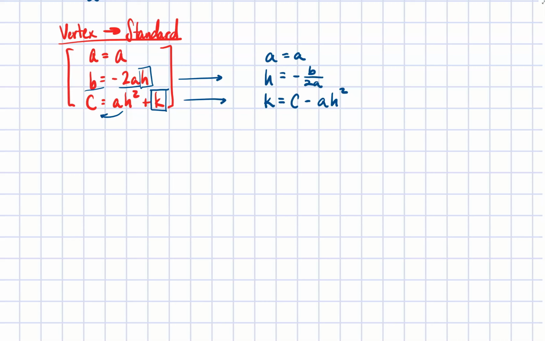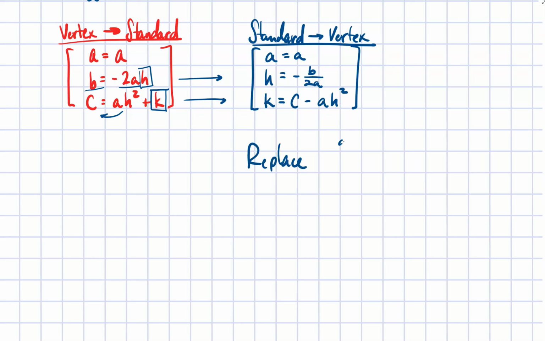And so a byproduct of the vertex to standard form conversion gives us this group of equations, which is our standard form. If we have a, b, and c, we can convert a, b, and c into a, h, and k, our vertex form. So again, this combination of formulas here is a good one to replace the completing the square method.